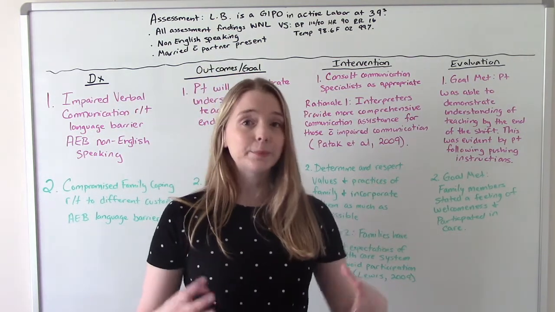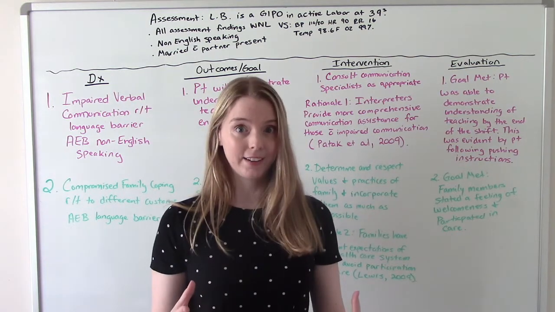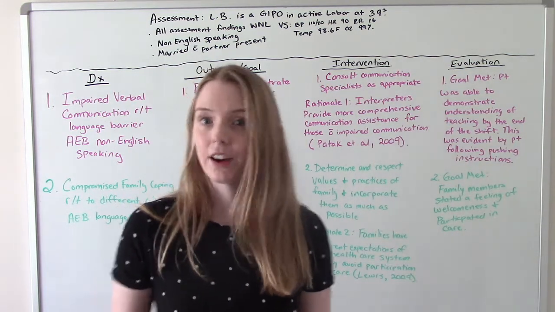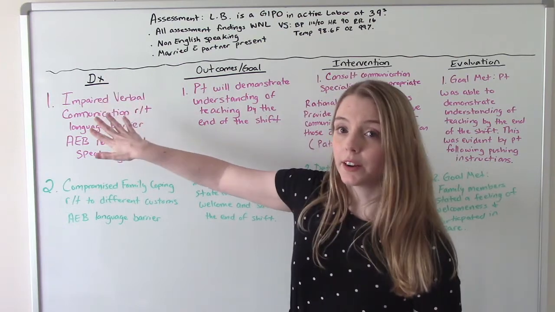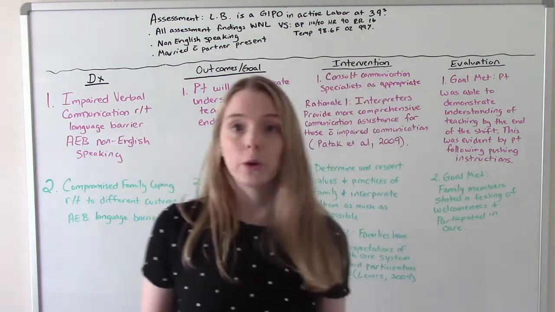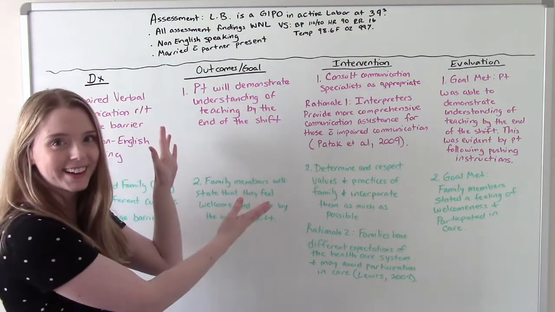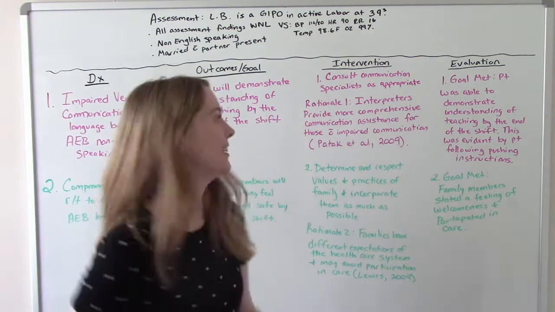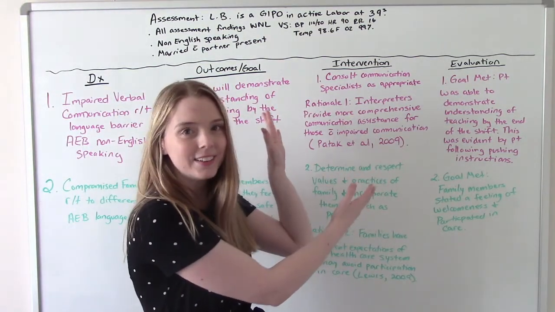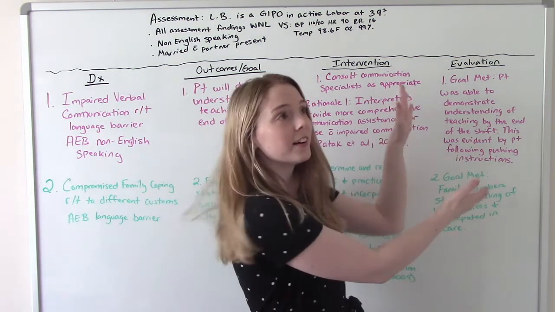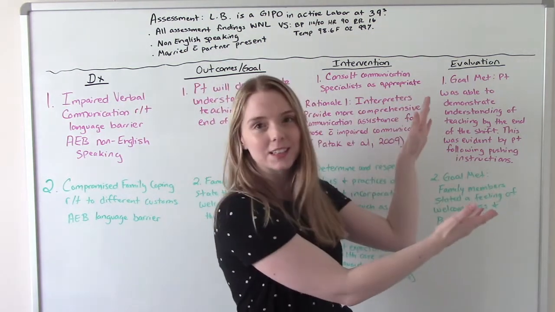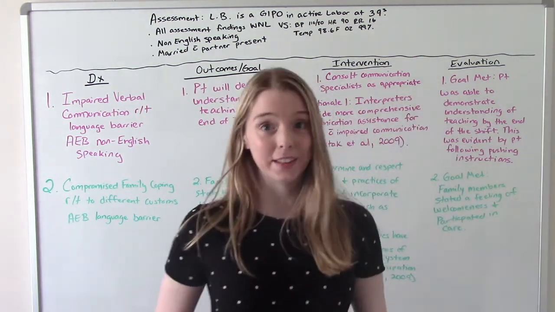This doesn't need to be super complicated, okay? This one's kind of easy, right? So language barrier, so we need to talk to them. What do we want to do? We want them to understand us. How are we going to get them to understand us? Use an interpreter. And then, yes, that worked. Our intervention was successful. Let's do another one.